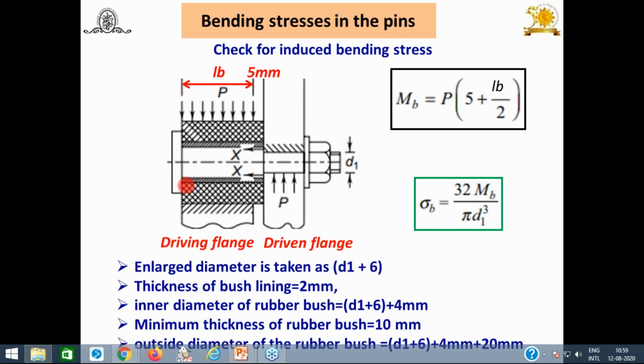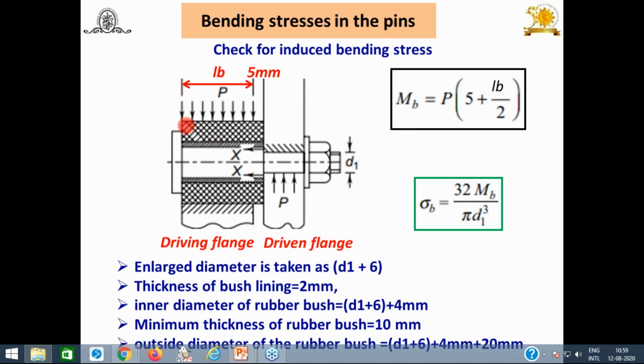Then the thickness of the bush lining, look at this, this is the bush. It's a cut section, this side also, this side also. It's 2 mm. So what you have to do? You have to add 2 mm this side, 2 mm this side. Total how much will you get here? The thickness of the bush lining is 2 mm.